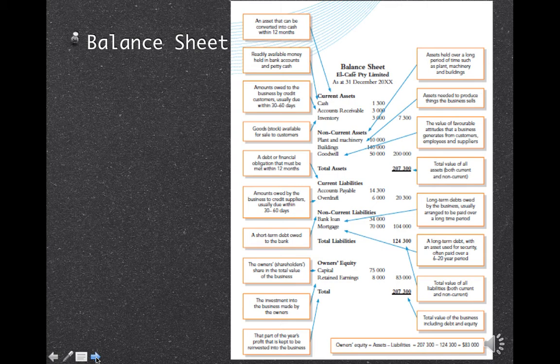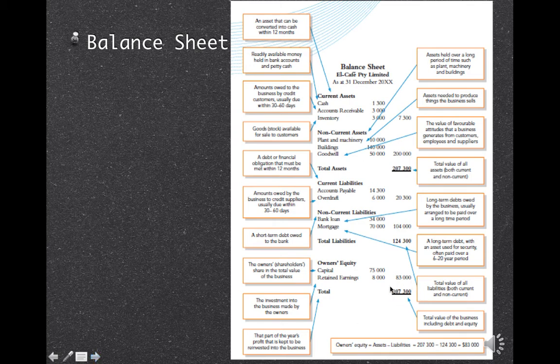We can see that it's broken down into lots of different areas. I'll give you time to look at that and to work out exactly all the different parts of a balance sheet. The main parts being current assets, non-current assets, current liabilities, non-current liabilities, and owner's equity, which will give you a final balance.